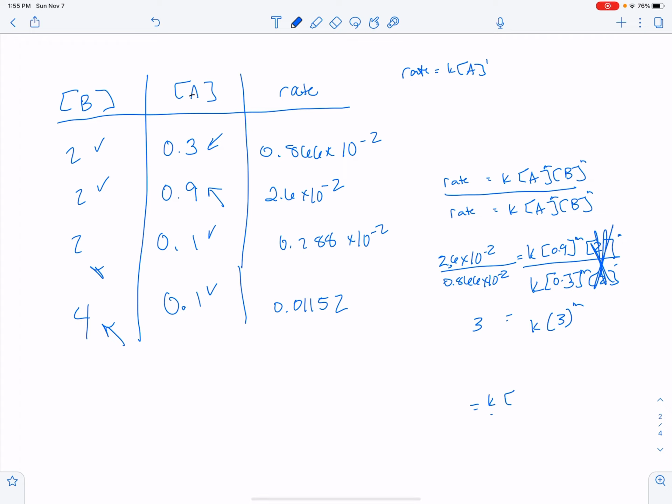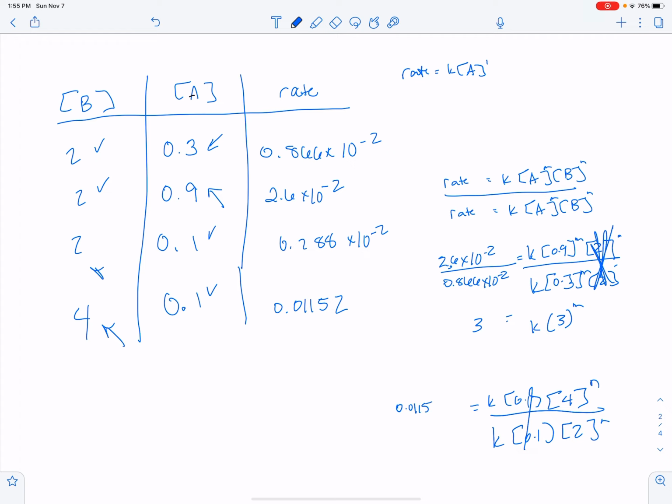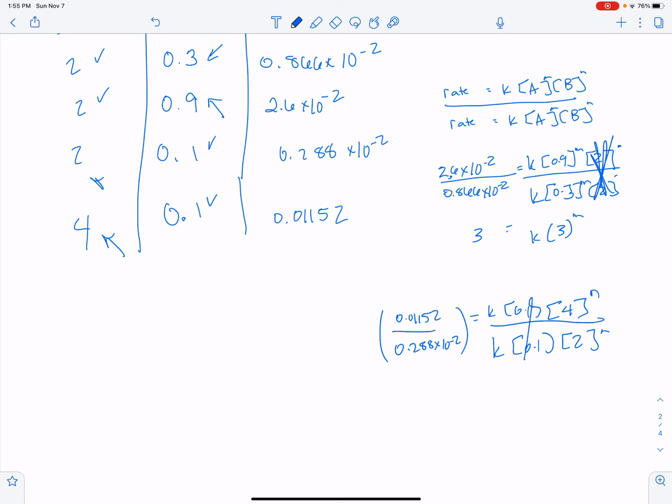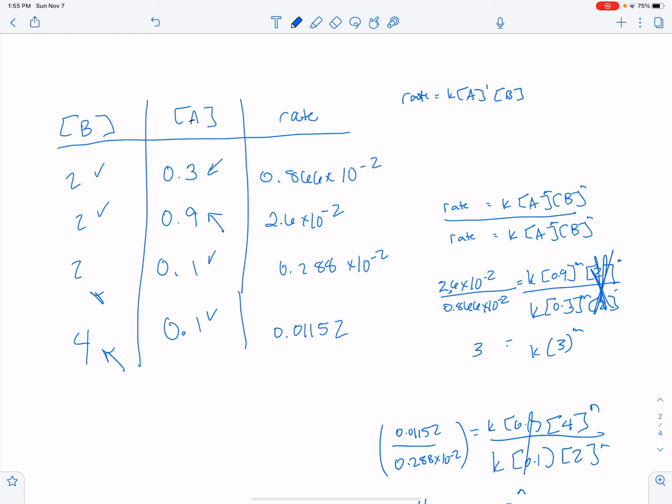So K. And my A terms are going to cancel. So whatever I have for A, what is it? It's 0.1. So my 0.1 and my 0.1, those are going to cancel. And then I'm going to have my B terms. And then, let's see, I've got 4 on top, raised to the N. And then 2 raised to the N. And then over here I have 0.01152 on top. And 0.288 times 10 to the minus 2. And when I do that math, that is going to be 4, and then that is going to be 2 to the N. And so you can definitely tell that N in this case is going to be 2. So my final equation is that. So that's how you handle it if there are 2 of them.